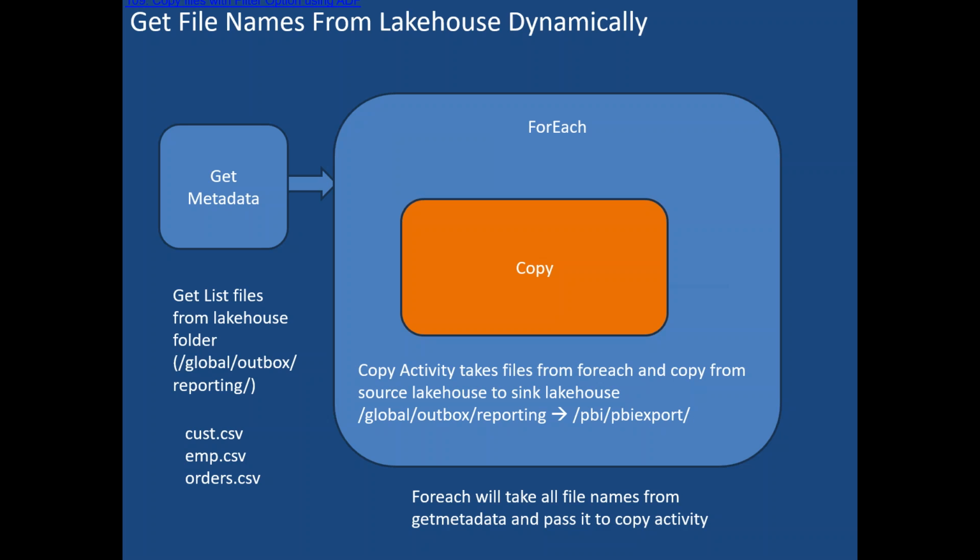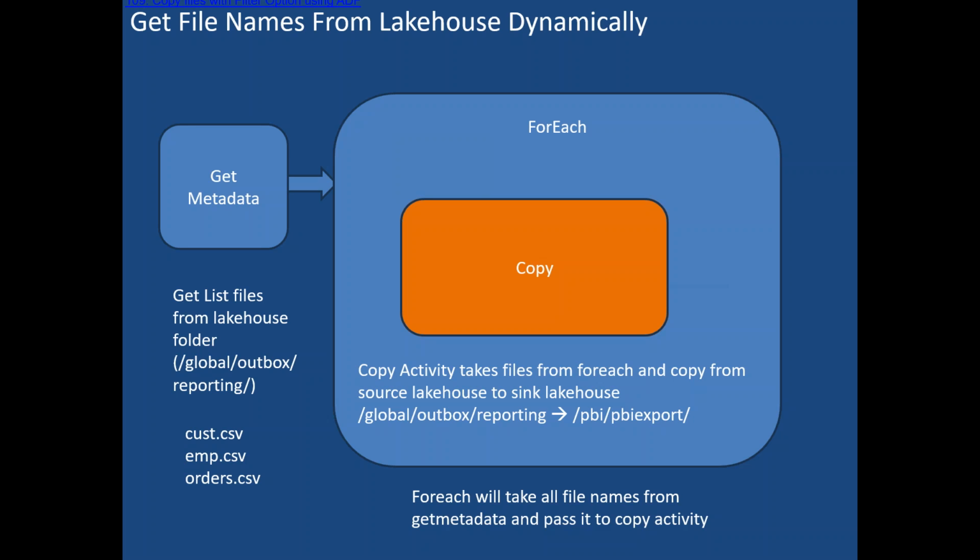First, I'll be creating a source lakehouse. In the source lakehouse, I'll be creating a folder called global/outbox/reporting. Under reporting, all our Databricks jobs are going to write the data in CSV format. So I'll have a list of files. Currently I may have 3, but going forward you may have 5, 10, 20, so many files. I want to list down the files that we have in the folder so that I can copy the required files into the target.